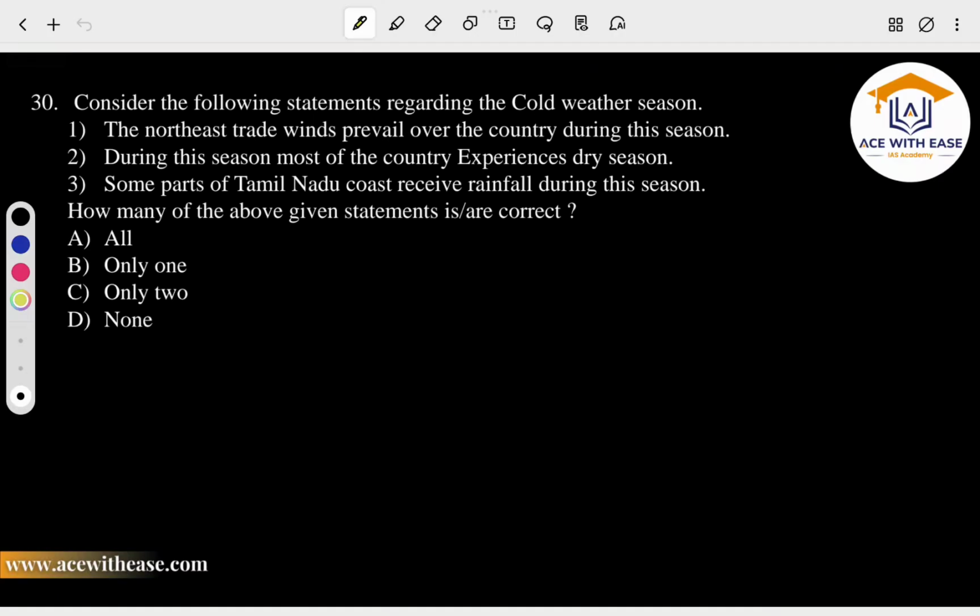30. Consider the following statements regarding the cold weather season. Basically, they are asking about the winter. Northeast trade winds prevail over the country during the season. Yes, this is the correct statement.